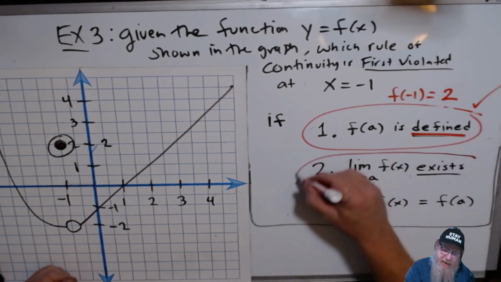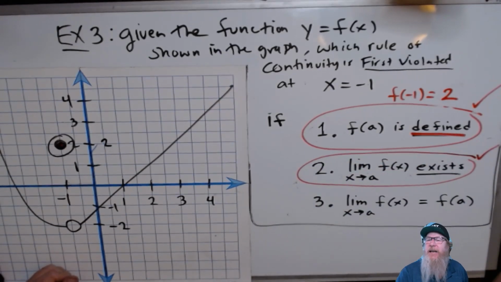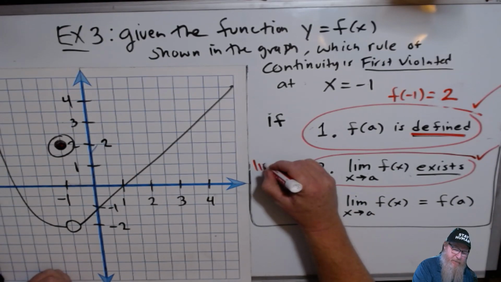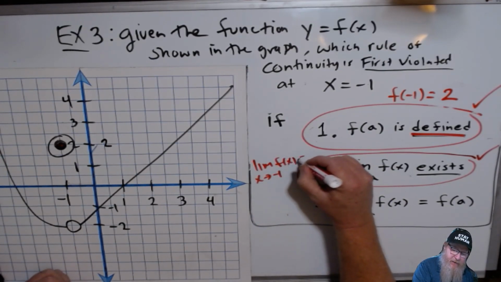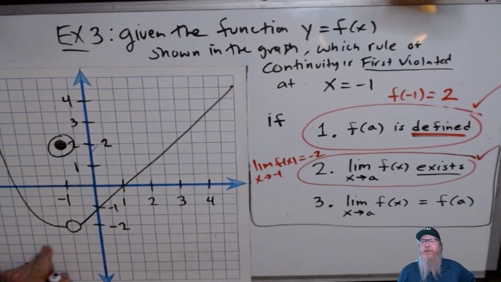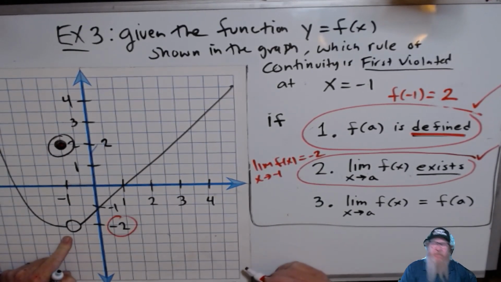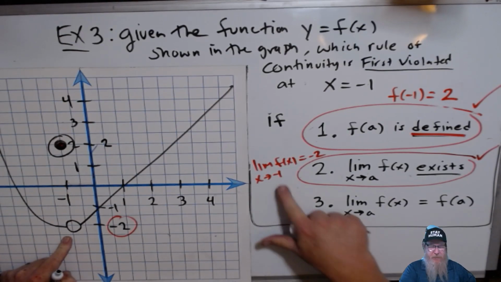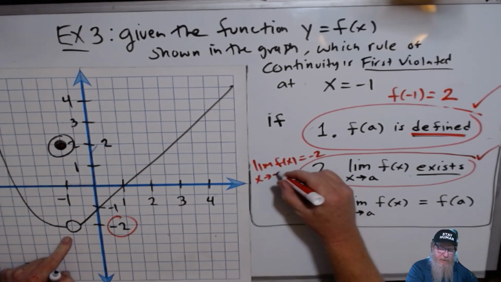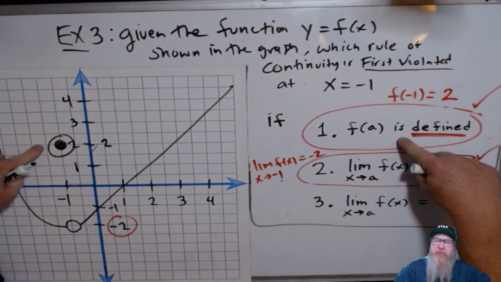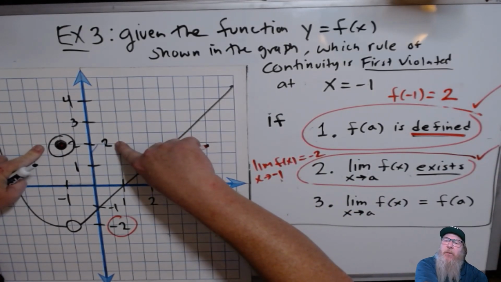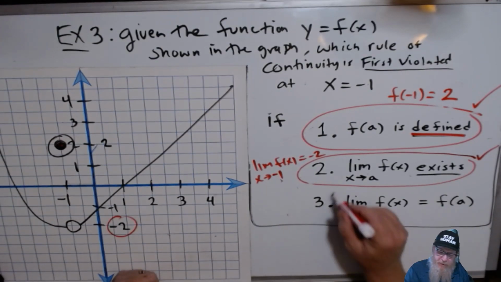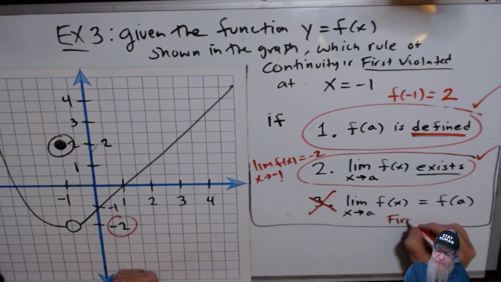The limit exists. Now say -2. Yes, the limit as x goes to -1 is -2. That's the limit. So the limit is -2 as x approaches -1. The definition of the function is +2 at that point. And so it's rule number 3 that's first violated.